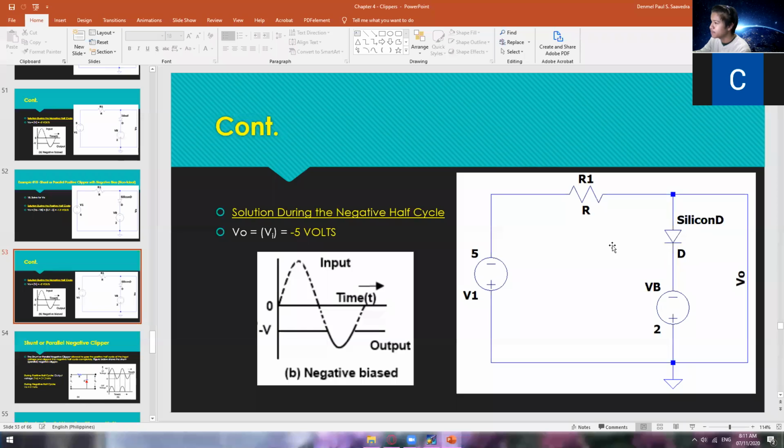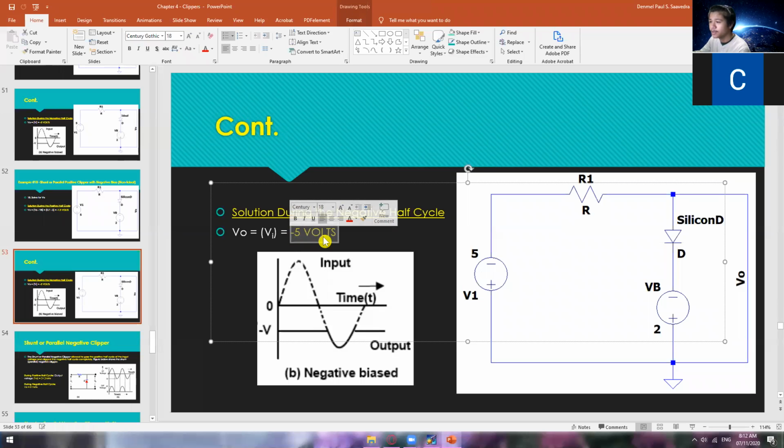Yes, this one will become forward biased, but our V sub I has a greater voltage when compared to VB. So our V sub I will completely dominate this path. Forever this diode will be reverse biased because V sub I will dominate over the bias voltage. As a result, our V sub O will be negative 5 volts. Open circuit, and V sub I is completely equal to V sub O. That's why we've got negative 5 volts.